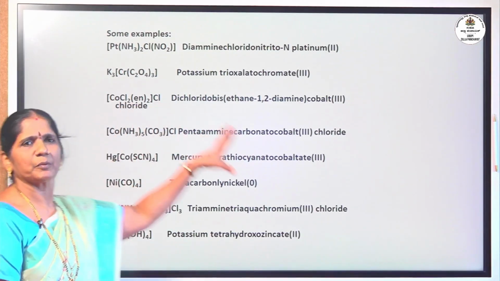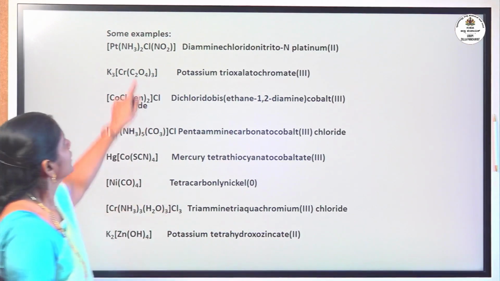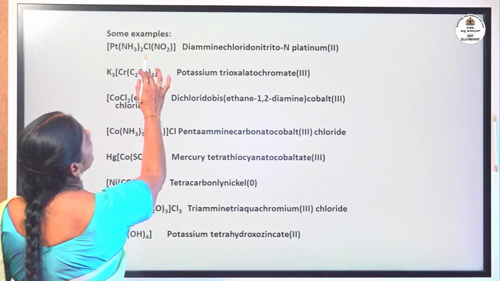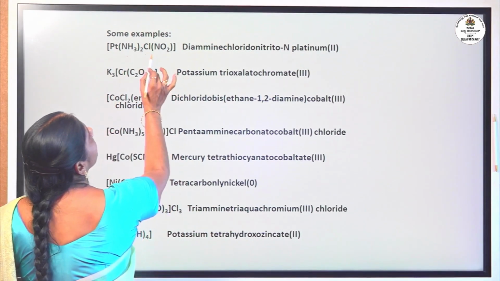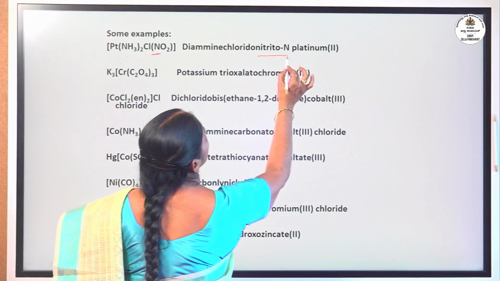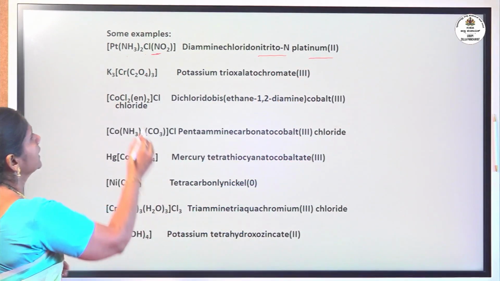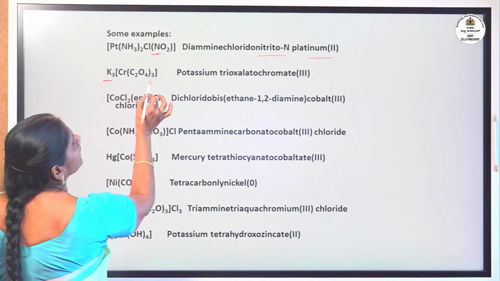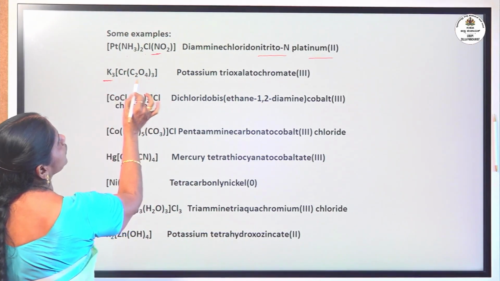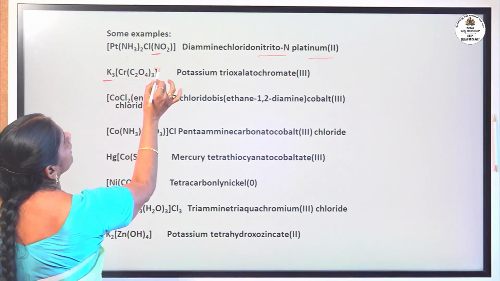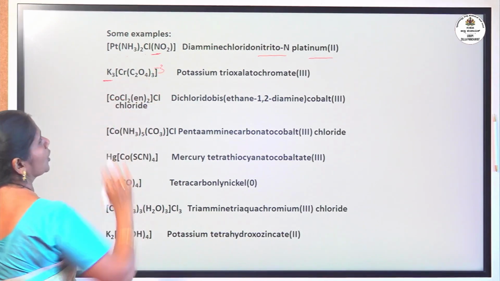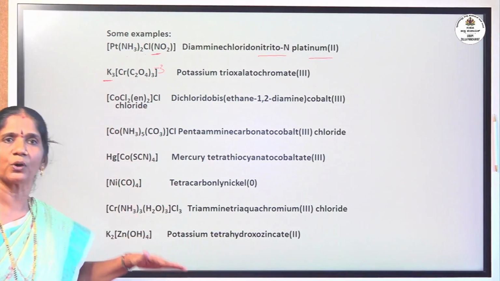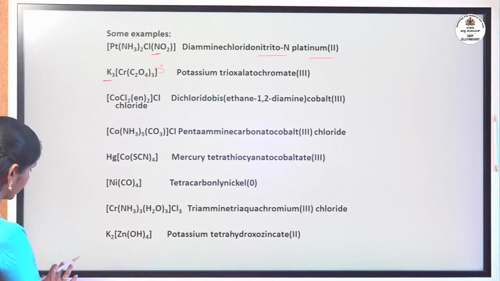Next, these are some of the examples of naming. So here we go for diammine, chlorido, then comes nitrito, but N is the donor, so we write nitrito-N, platinum(II). In the same way, here this is the simple ion, potassium, trioxalatochromate, because it is a -3 here, anionic complex, trioxalato. Like this, we can name different coordination compounds using the rules followed.